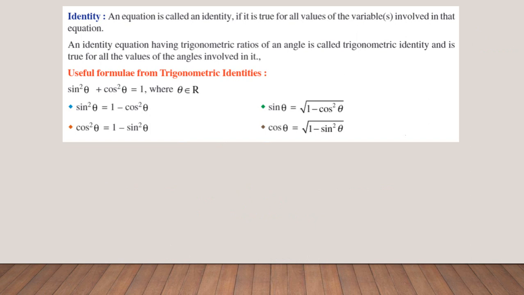Already in your 9th class you have learnt about algebraic identities. Algebraic identities are nothing but (a plus b) whole square, (a minus b) whole square, a square minus b square, (a plus b) whole cube. All those are called algebraic identities. When you substitute any values in the place of a and b, both the left hand side and right hand side will be equal, or simply we can say that the equation holds good for any value of a and b, right?